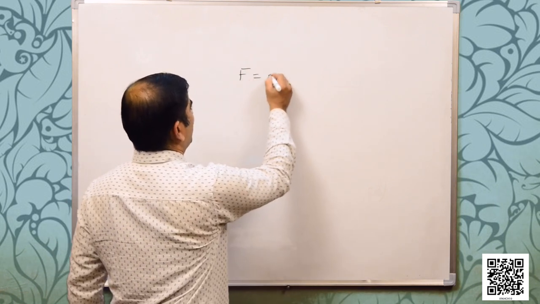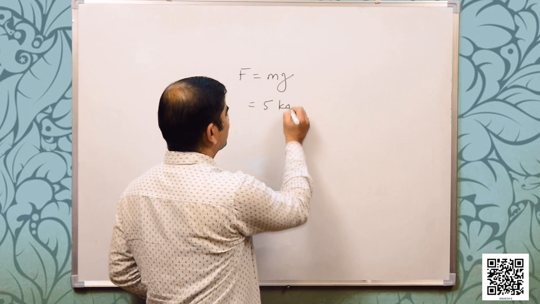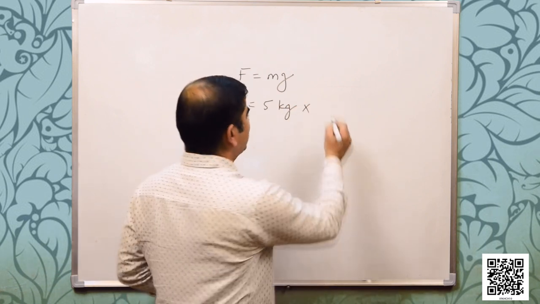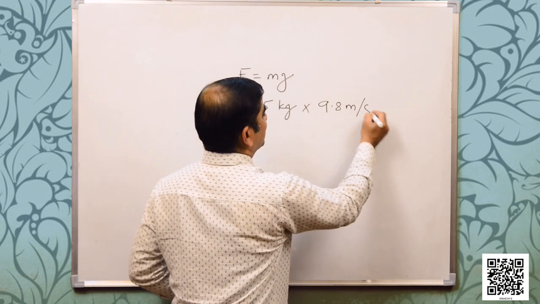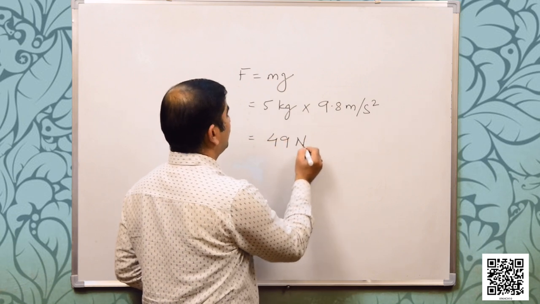Students, the mass of the wooden block is given as 5 kg. The dimensions are 40 cm into 20 cm into 10 cm. Here, the weight of the wooden block applies a thrust on the tabletop. That is, thrust is equal to force, that means mass into acceleration due to gravity. F is equal to mg. Fine. So, mass is given as 5 kg and acceleration due to gravity is 9.8 meter per second square. So, it comes to about 49 Newton.